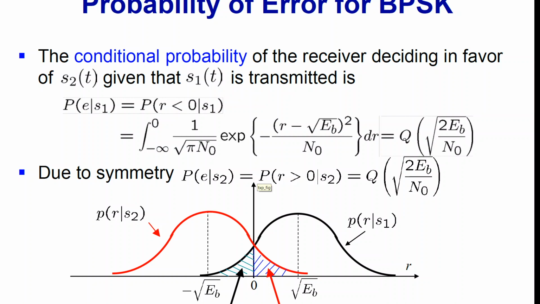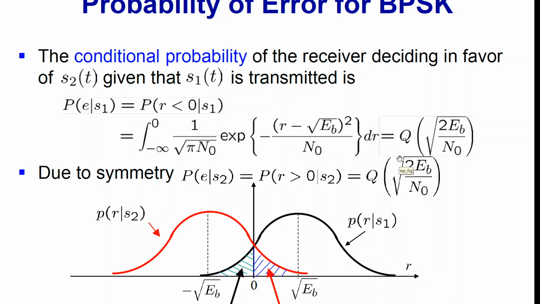So this is a Gaussian function with mean root EB, and for R less than 0 you have to integrate from minus infinity to 0. The curve goes all the way to minus infinity, so integrating from minus infinity to 0, the area under this curve, gives the probability. So this curve has a Gaussian distribution with mean root EB. The probability of error given S1 is obtained by integrating f of x given x1 from minus infinity to 0. This minus infinity to 0 corresponds to the probability that R is less than 0.